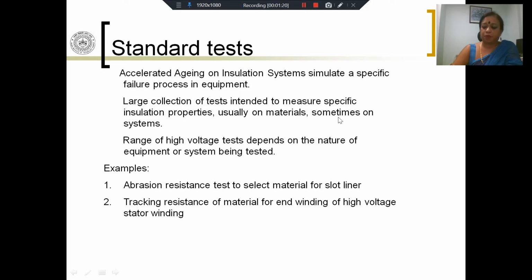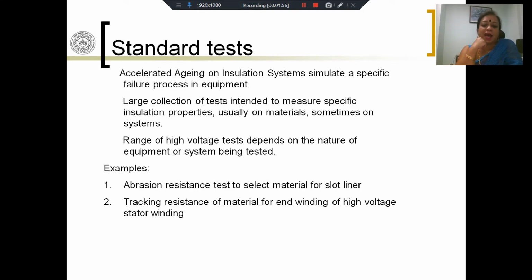Most of these tests are done on materials. Sometimes they also have to be done on systems. So we have to differentiate between insulation systems and insulating materials, where even though the insulating materials are okay, when you bring them in conjunction into a system, you might face specific problems. What high voltage tests are to be done depends on the nature of the equipment or the system being tested. For example, to give you some examples of tests you wouldn't do in any case on any insulation, but are very specific and application dependent.